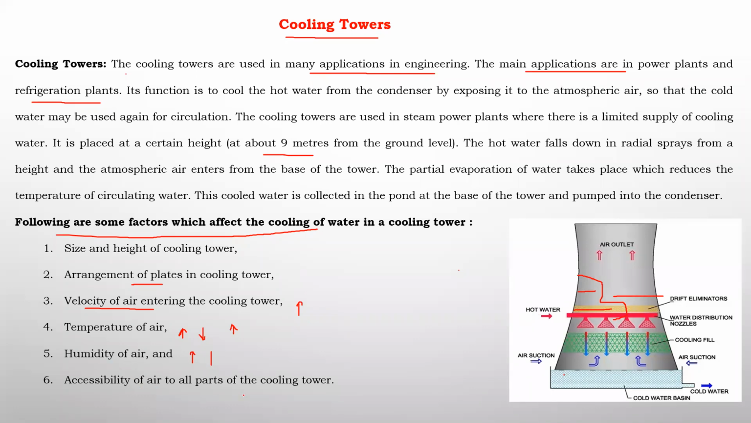Accessibility of air to all the parts of the cooling tower. The cooling tower should be such that air should flow freely inside the cooling tower without any disturbance, and reach all parts of the cooling tower, right? These are the very important 6 points.